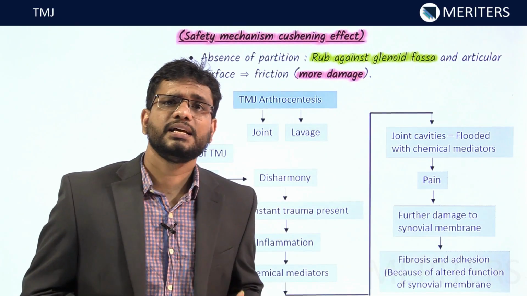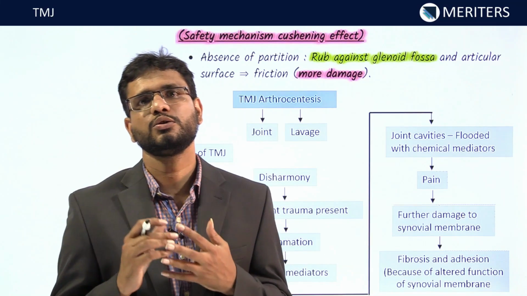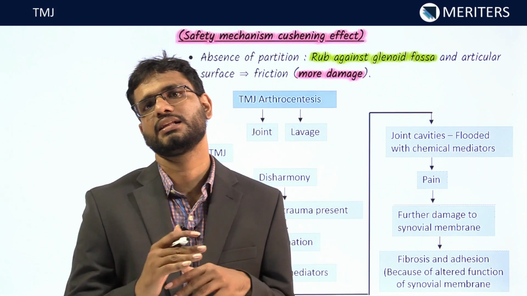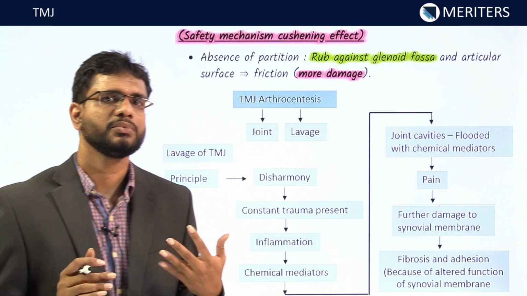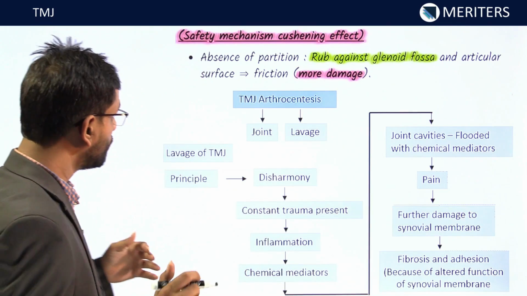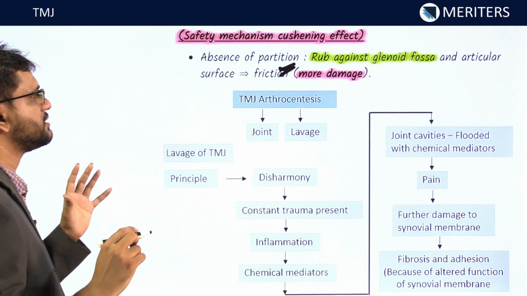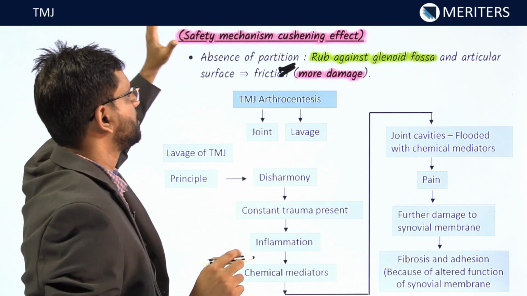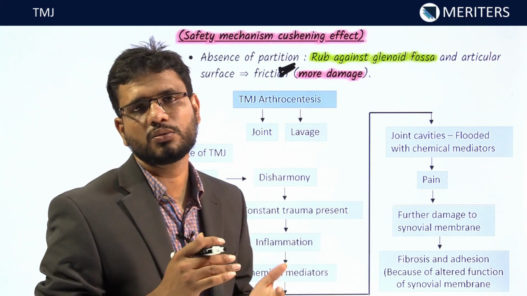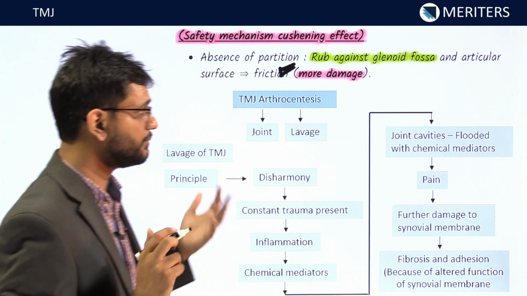So, why do you avoid the meniscectomy? Because your interpositional disc, your meniscus, is going to provide the cushioning effect, and it will avoid any direct rub between the condyle and the glenoid fossa, and thereby avoid any kind of structural changes in these two bones due to friction, right? If friction is there, there will be more damage. So you have to understand this very important aspect: a partition is required, and that partition should be the meniscus, providing a cushioning effect between the two bones. Otherwise, if they are in direct contact, they might create problems, right?